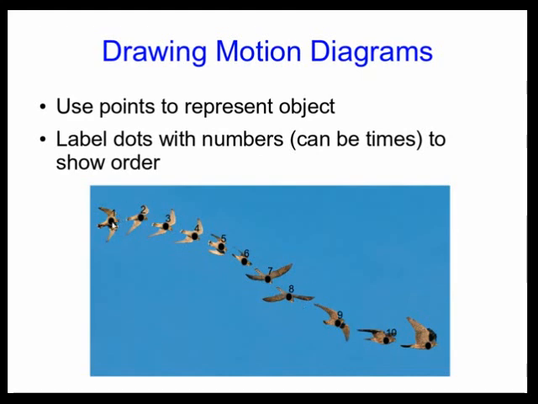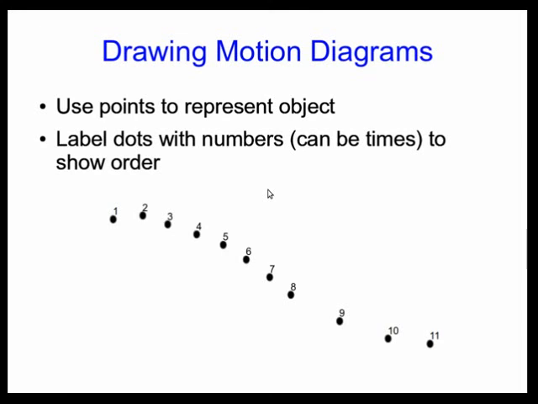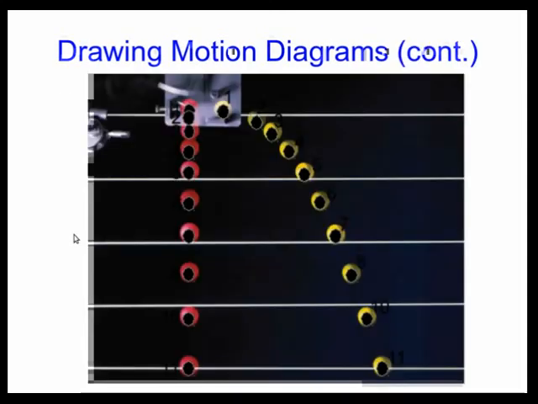And that's just to make clear which way the object is going. Now, in fact, we don't have to include those numbers. Later on, we'll put in velocity vectors, but for now, we'll put in these numbers to show the order. And so there's what the motion diagram for the Falcon would look like, just the dots with the numbers.